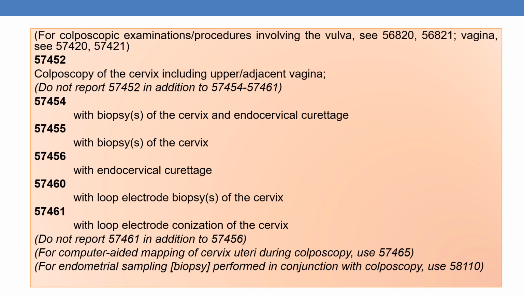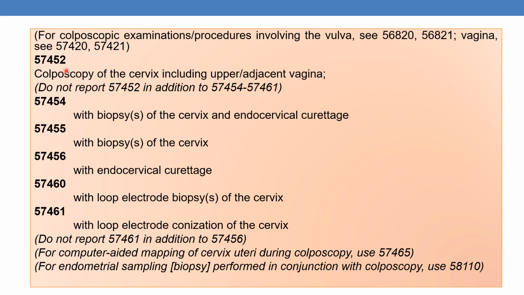Now coming to CPTs for endoscopy, the CPTs for colposcopy. For colposcopic examination procedures involving the vulva, we need to see 56820 and 56821. For colposcopy of the vagina, we need to see 57420 and 57421. Here we are going to discuss the colposcopy of the cervix, including the upper and adjacent vagina. Do not report 57452 in addition to 57454 to 57461 because they are different.